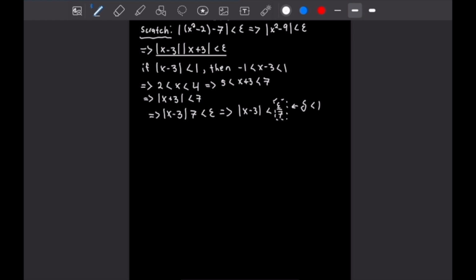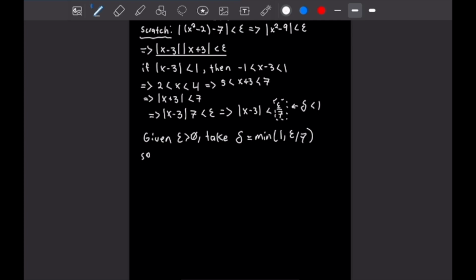Let's go ahead and jump into the formulation of the actual proof now that our scratch work has been completed. So just like the last proof, we are going to begin with given epsilon greater than 0. And we're going to take our delta to be the minimum of the following two. So it's going to be the minimum of 1 and epsilon over 7. We only have to add in our minimality there because of our wishful thinking at the top. Otherwise, we could just take our delta to be epsilon over 7.